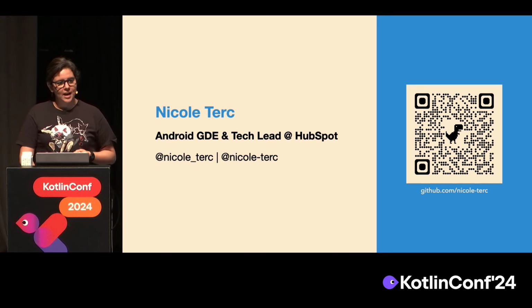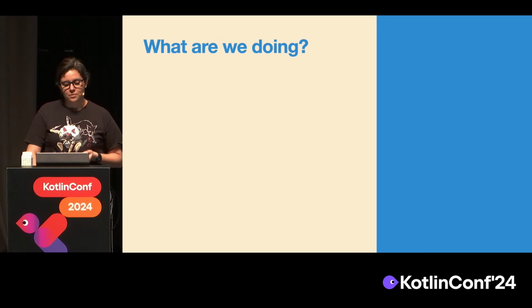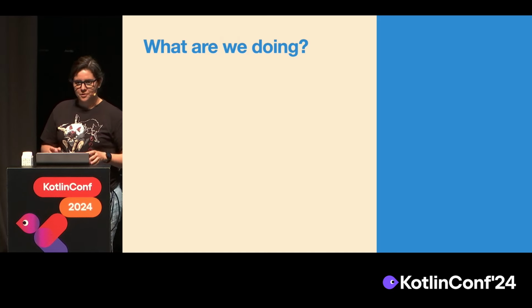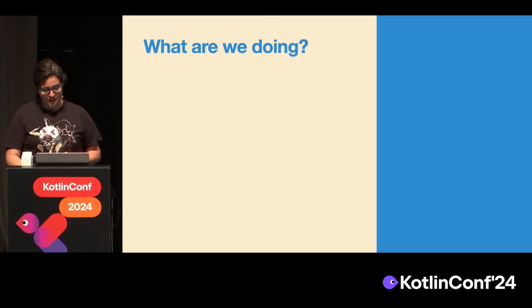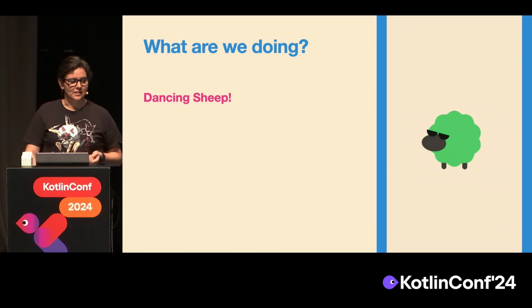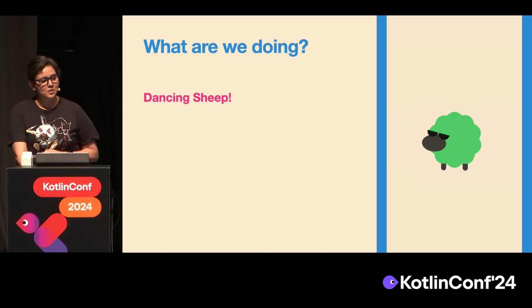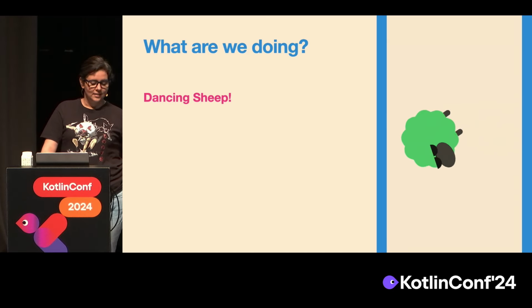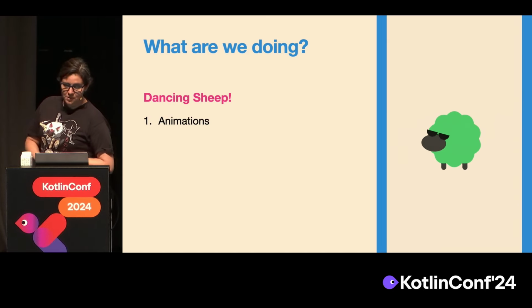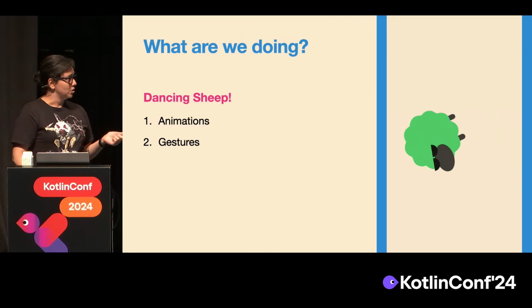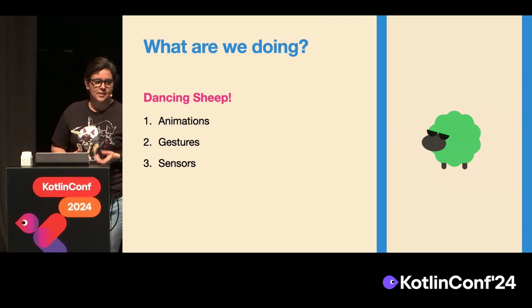Anyway, with that out of the way, let's go over what we're actually going to be doing today. And the answer, of course, as it should always be, is we're going to be making some dancing chip. And in order to do that, we're going to be using three things: animations, gestures, and sensors.